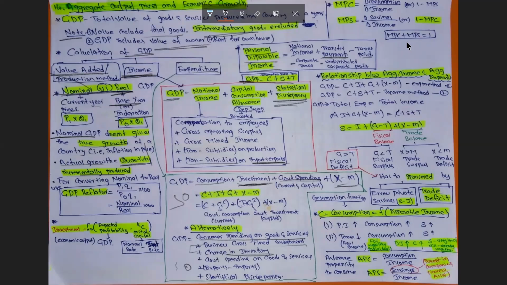For converting nominal GDP to real GDP, we use: real GDP is equal to nominal GDP divided by the GDP deflator. The GDP deflator is what converts nominal to real GDP. That is, change in price should be adjusted by using the GDP deflator. In order to know the real GDP of a nation, real GDP is equal to nominal GDP divided by the GDP deflator into 100.